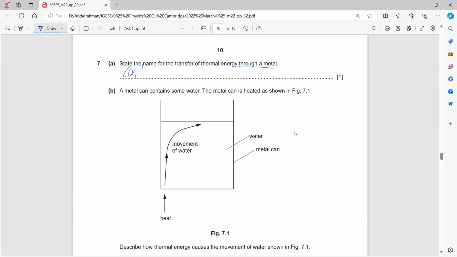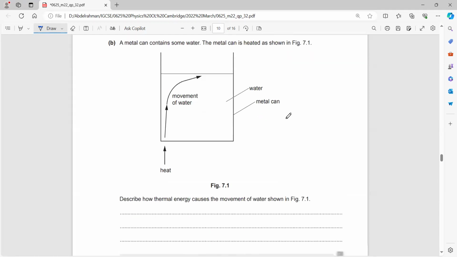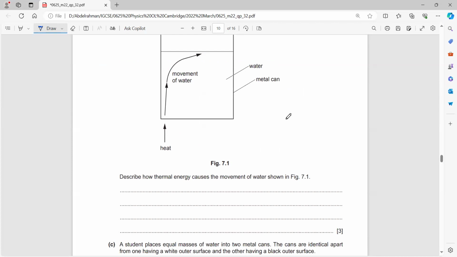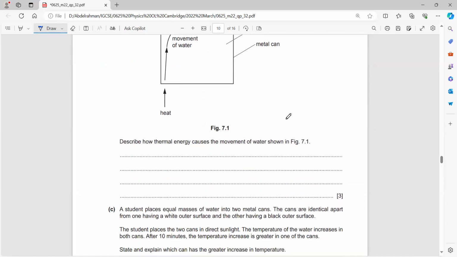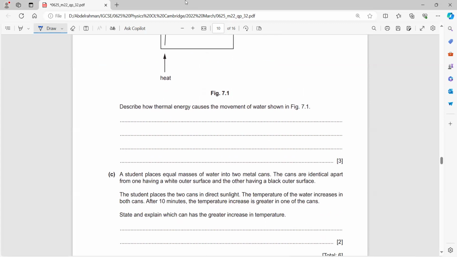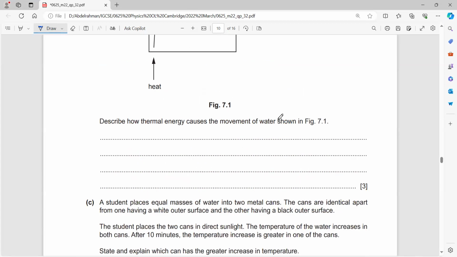Conduction. Describe how thermal energy causes the movement of the water shown, when it is applied. What's the name of this process? Conduction? Convection? This process is called convection.